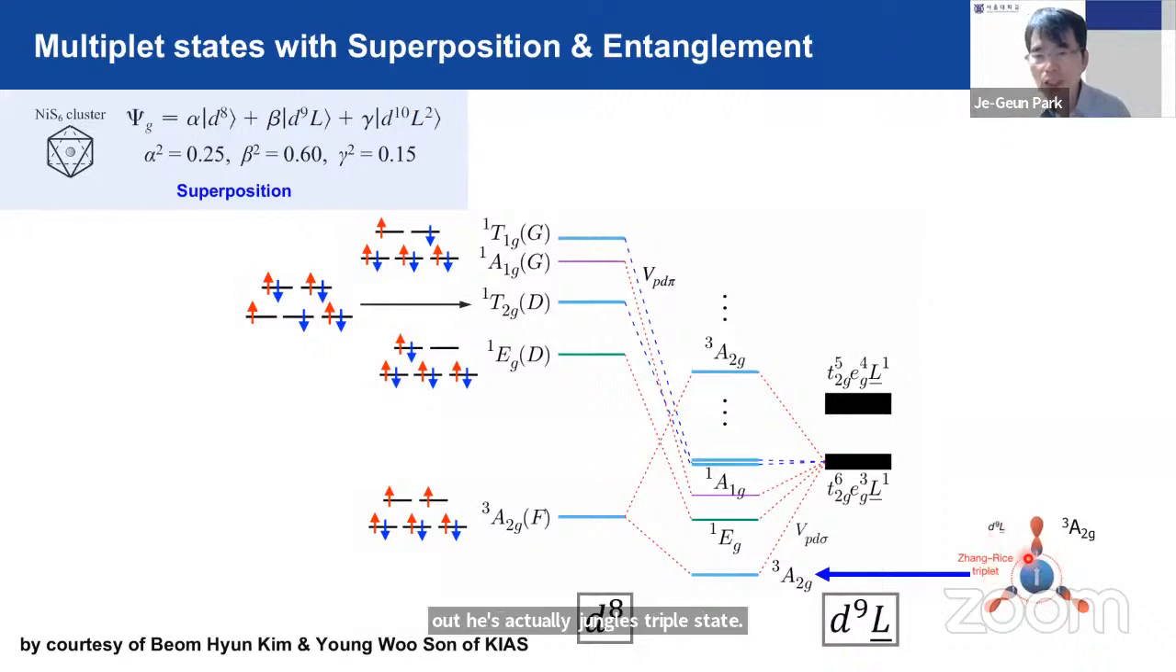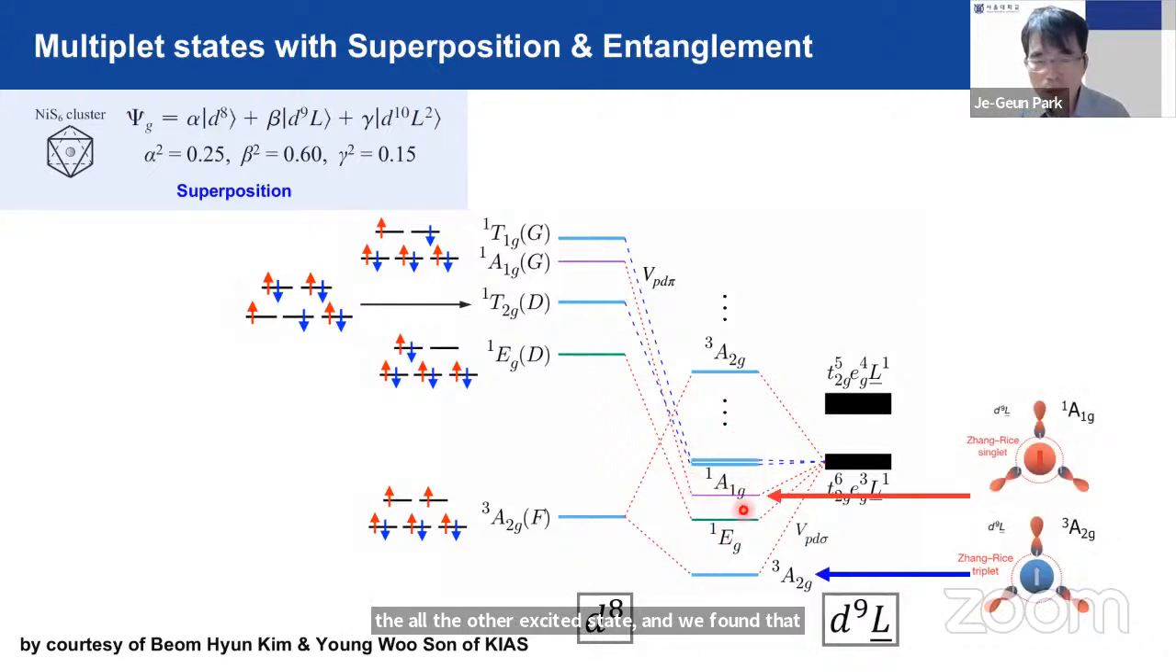The blue circle indicates the nickel electrons, and the dumbbell shape indicates the hole in sulfur. These electron and hole states are coupled and form a triplet state. Then you can examine all the other excited states, and we found that this 1A1g, at the right energy of about 1.84 eV, turns out to be actually a Zhang-Rice singlet state. This is another manifestation of a quantum state in our material.